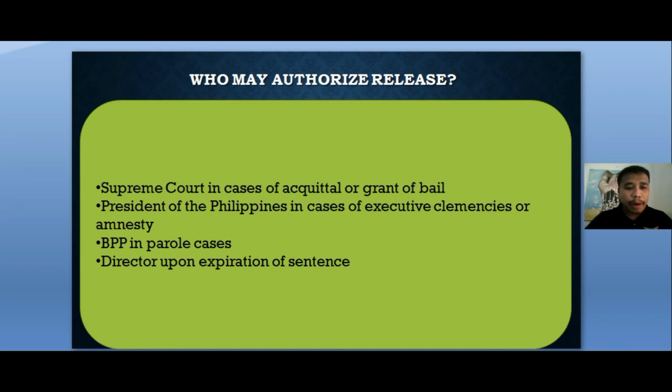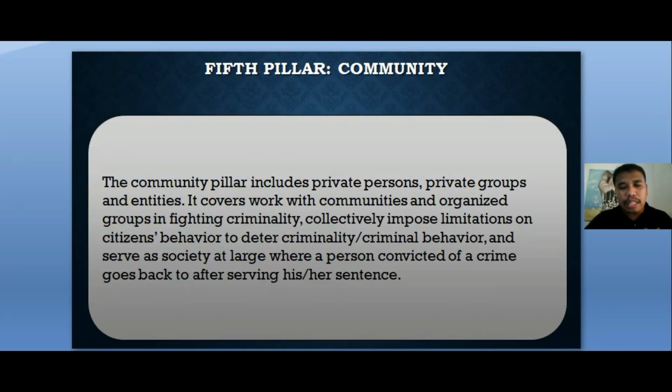The Board of Pardon and Parole may also authorize the release for parole cases. And the director, after the expiration of the sentence, may also release the prisoner. So when the person has already served the sentence, or was released because of executive clemencies or by parole or by amnesty, the person considered in the past as a prisoner will now go back to the fifth pillar, which is the community.